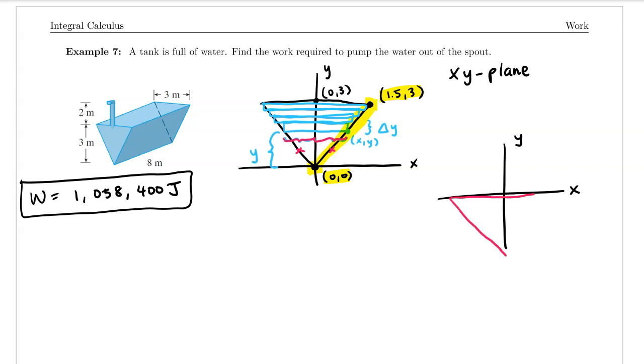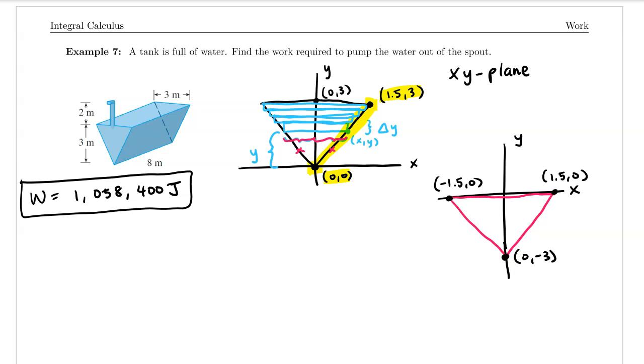Maybe you wanted to have it so that the top of your tank was at the origin. And if you did it that way, you can still get the right answer. You just need to think about your ordered pairs slightly differently. So for example, this ordered pair right here would be negative 1.5 comma 0. This ordered pair right here would be 1.5 comma 0. And then this would be 0 comma negative 3.